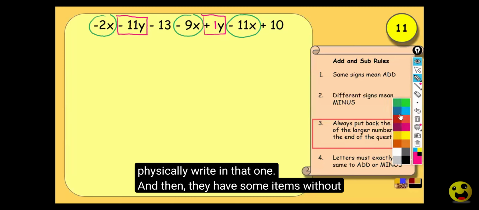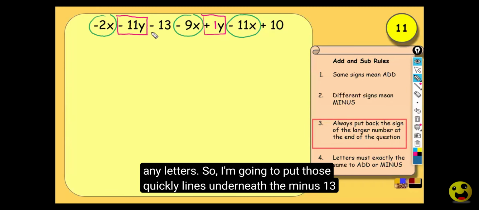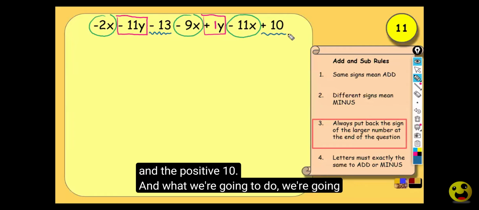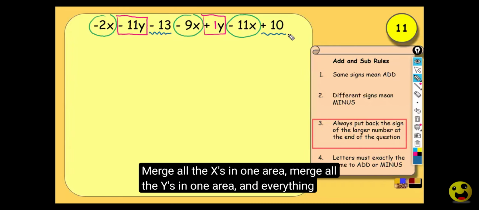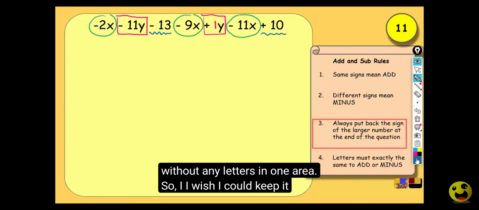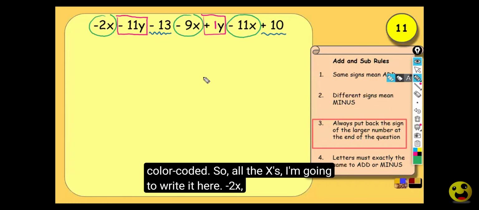And then there are some items without any letters. So I'm going to put little squiggly lines underneath the minus 13 and the positive 10. And what we're going to do is something called grouping. We're going to do what? Merge all the X's in one area, merge all the Y's in one area, and everything without any letters in one area. So I probably should keep it color-coded.